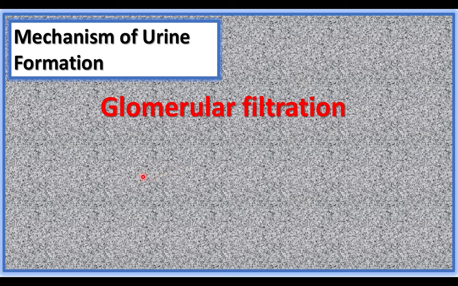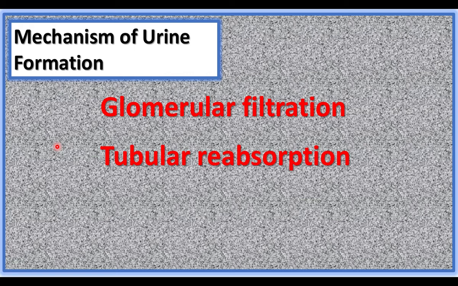Now let us learn the mechanism of urine formation. This is the second part of this video. Urine formation takes place in 3 steps. The first step is glomerular filtration. From the name itself, we can understand in which part this step will occur. Inside the glomerulus, filtration takes place. The second step of urine formation is tubular reabsorption. It takes place in the tubular part. The last step of urine formation is tubular secretion. It takes place in the tubule part.